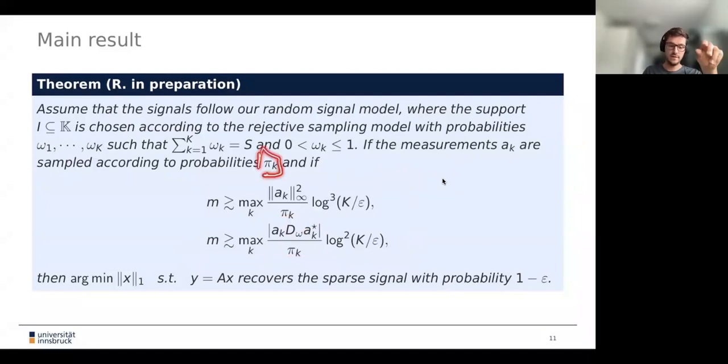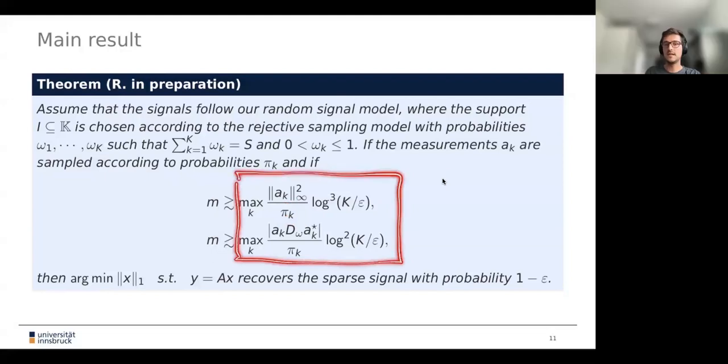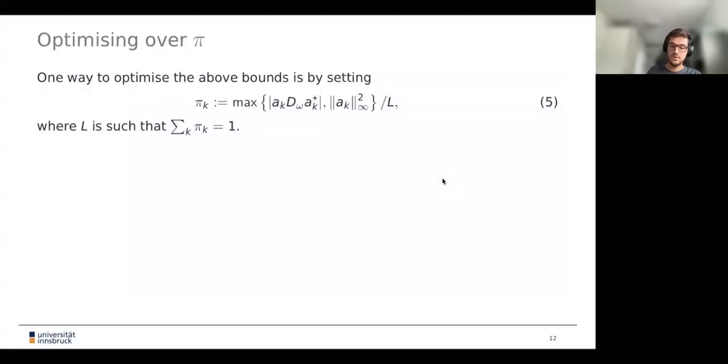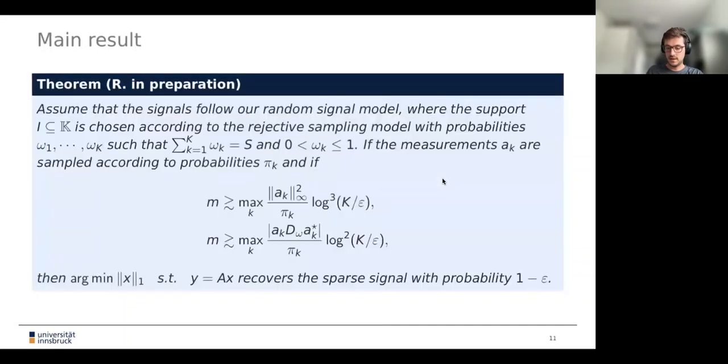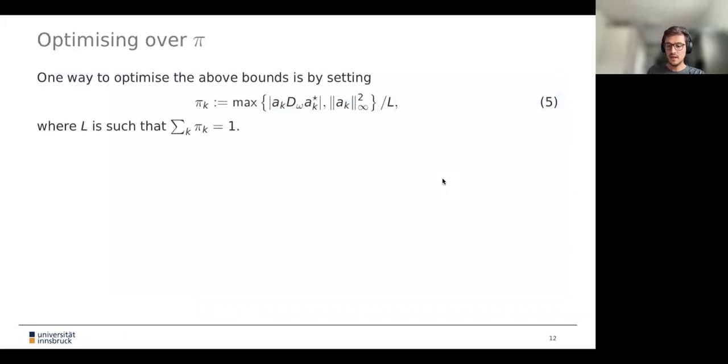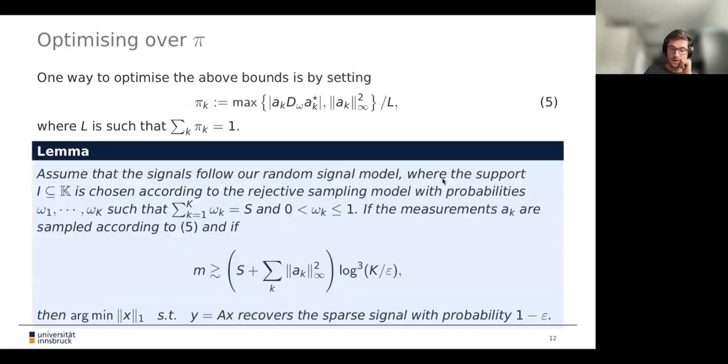If I assume that I have knowledge of the omega, so knowledge of the distribution of sparse supports, how should I pick our subsampling density so as to minimize the constraints on the right-hand side right here? This is exactly what we're going to do. We're going to set pi k as the maximum between these two quantities, basically balancing these two constraints. And we normalize our pi k's to ensure that we actually have a probability distribution. Again, this assumes knowledge of the omega via this diagonal matrix, so it assumes knowledge of the distribution. If we pick our frequencies or our measurements like this, we get the following lemma.